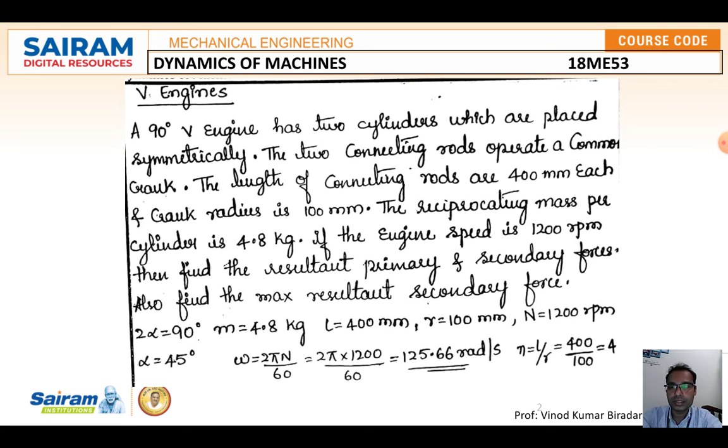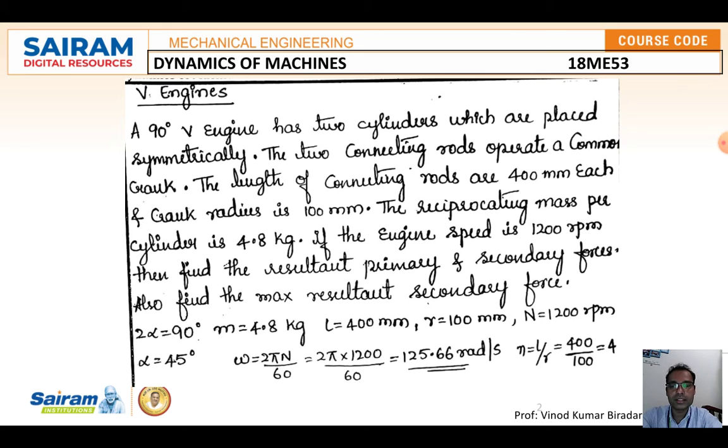So this is the question they have given. This type of question is very important. They may ask you an 8 to 10 mark question. The given data is: 2 alpha is 90 degrees, and we consider 2 alpha here because the engine already consists of two cylinders. Mass is 4.8 kg, length is 400 mm, radius is 100 mm, and speed is 1200 rpm. Alpha is equal to 45 degrees.